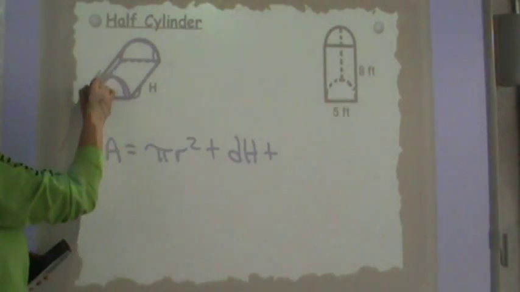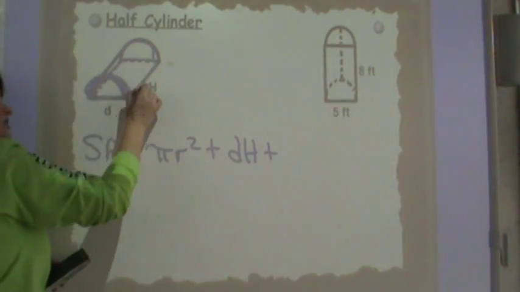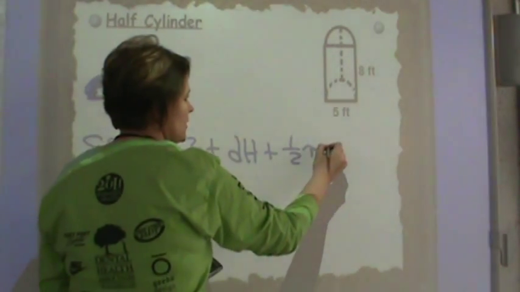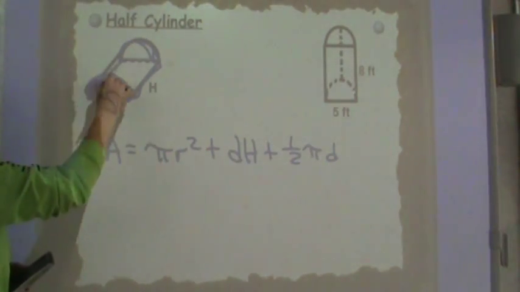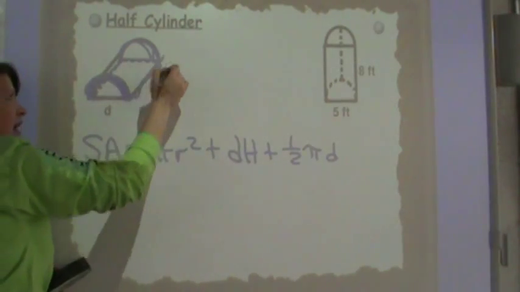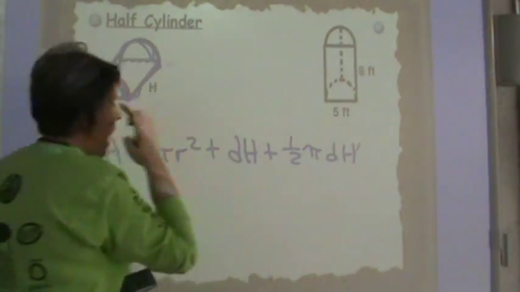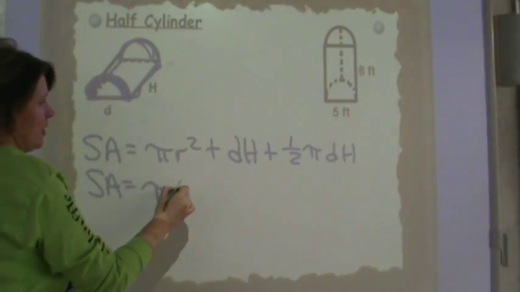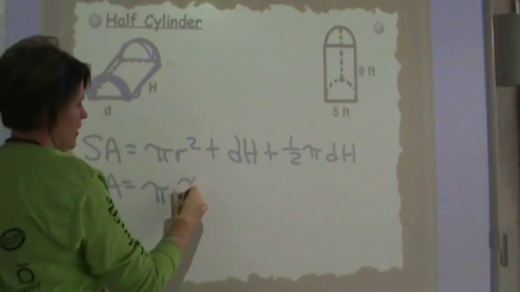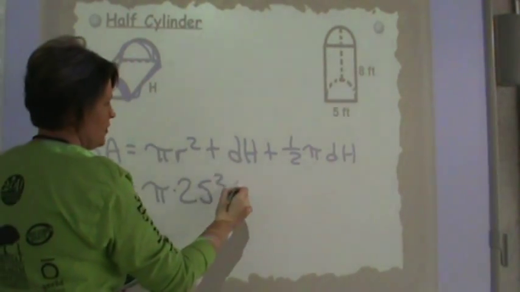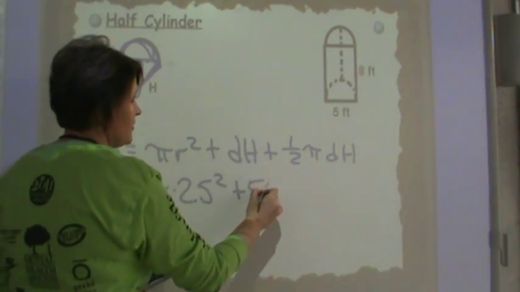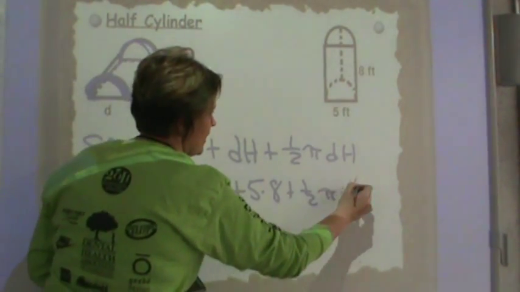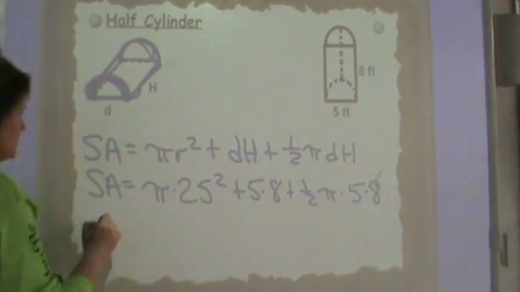Plus you have this rectangle, which is here. It's kind of a weird one. So it's half the circumference. That's how I got this piece right here, times the height of the figure. So in our example up there, it'd be pi, radius would be 2.5, diameter is 5, height is 8, half pi diameter heights.